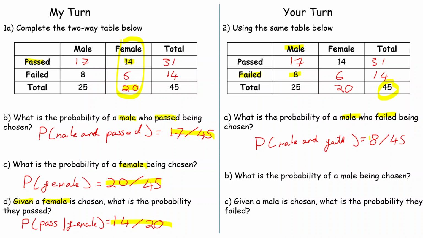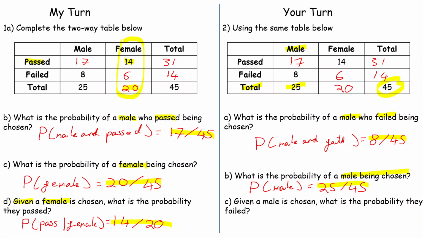Part A is done. Part B, and let's get rid of the highlighters again, otherwise we would get confused with what's going on. What is the probability of a male being chosen? So you're just looking at the males and the total males, which is going to be 25. Out of your total again, which is 45. So we can say, capital P, the probability of a male being chosen is equal to 25 out of 45. And again, you don't need to simplify down your fractions. That is good, that's fine.